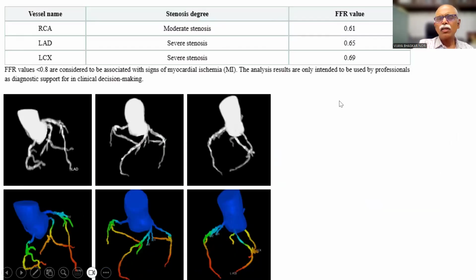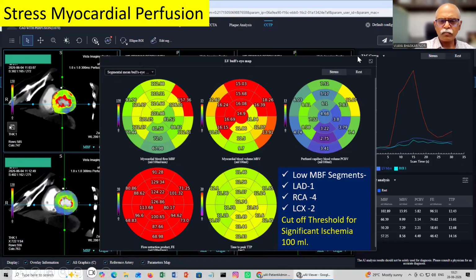CTFFR shows that there is moderate stenosis in RCA, severe stenosis in LAD, and the FFR values in all 3 vessels are in the ischemic range, saying that there is significant ischemia in all 3 vessels. When we did a CT myocardial perfusion, in the LAD there is one segment of significant ischemia, in RCA 4 segments of significant ischemia, and in LCX 2 segments of significant ischemia. That is less than 100 ml per 100 ml of myocardium per minute, 7 segments total: LAD 1, RCA 4, and LCX 2.